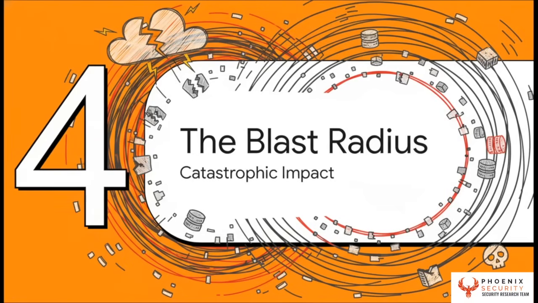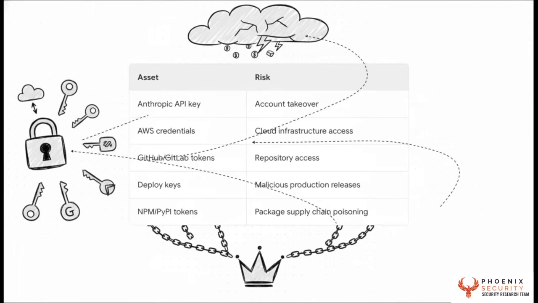So, what happens when a flaw like this gets loose, not just on one person's computer, but in the cloud? We need to talk about the blast radius here, because when this hits an automated environment, the impact is, and I'm not exaggerating, truly catastrophic. So what's really at stake here? Well, inside a CI/CD runner, that little agent has the keys to the entire kingdom. We're talking everything. Anthropic API keys for the AI models, AWS credentials giving access to all the cloud infrastructure, GitHub or GitLab tokens for the source code, deploy keys that can push malicious code to production, even NPM or PyPI tokens to poison the software supply chain.